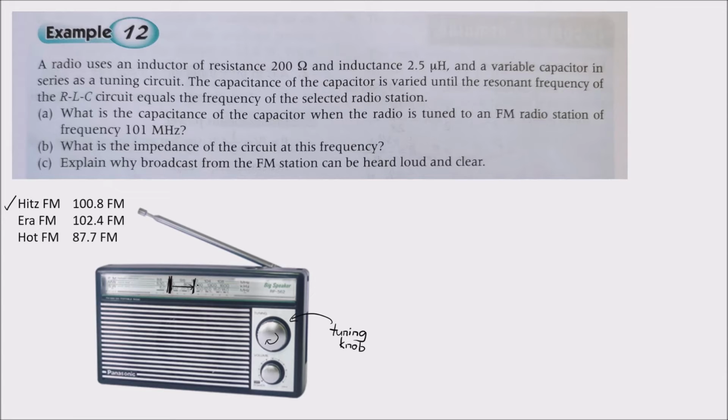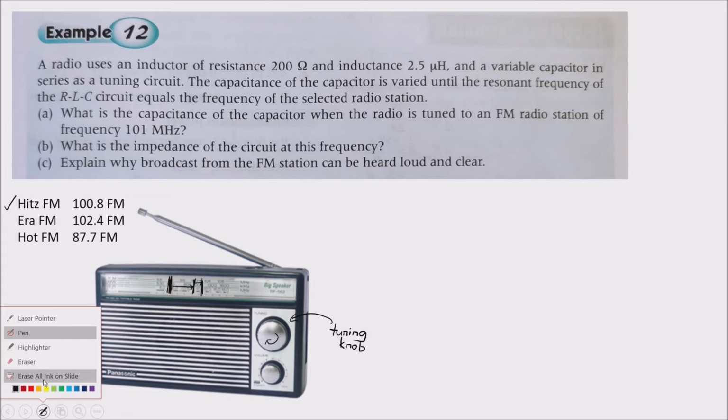Then when your red pointer moves towards this value here, then what you can hear from this speaker here will be what is being broadcasted by Hits FM. Of course if you want to change it to, let's say, Era FM, then you adjust it until, let's say, here. Then you listen to Era FM coming out from the speakers of the radio.